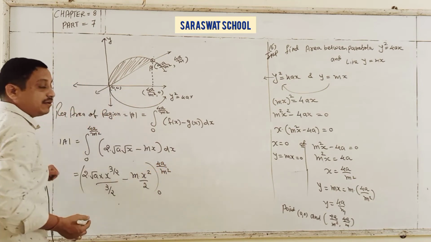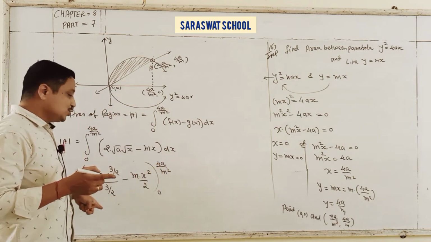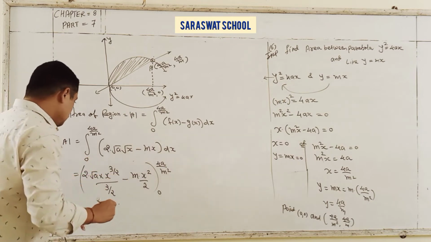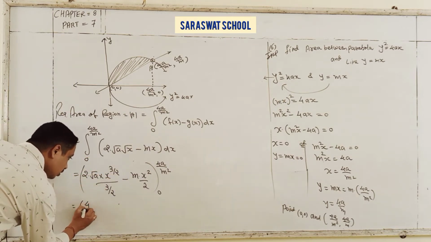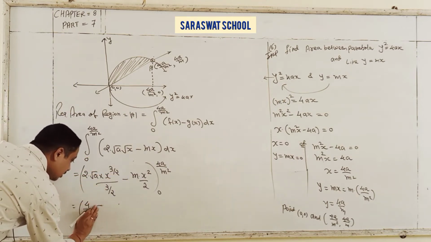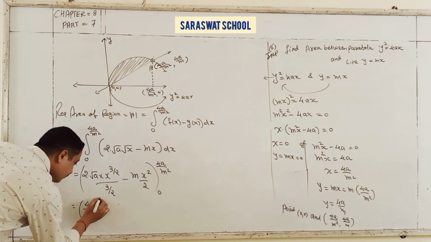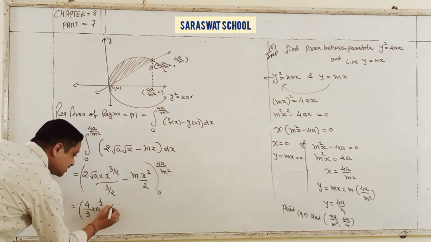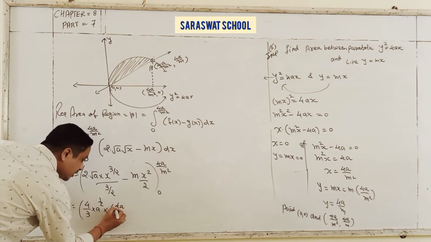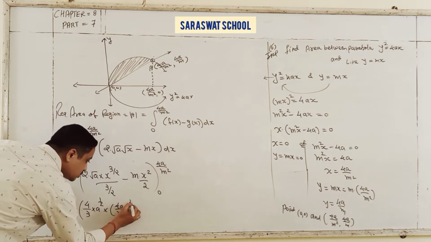Students, again I repeat, this is an important question because the solution is not easy. So that is 4 by 3 root a, where root a means a raised to half, putting in your limit x, 4a by m square raised to 3 by 2.